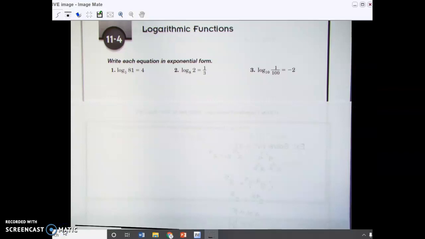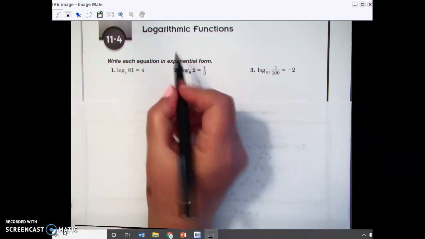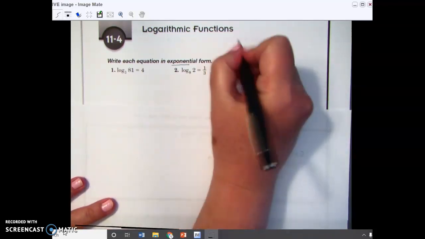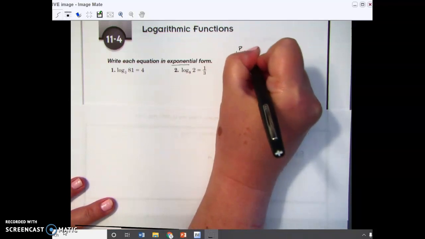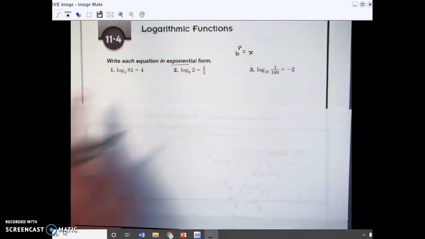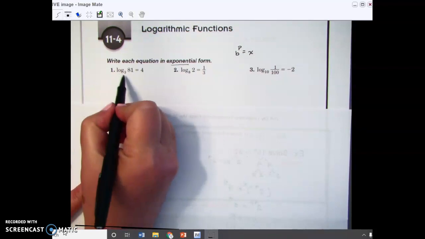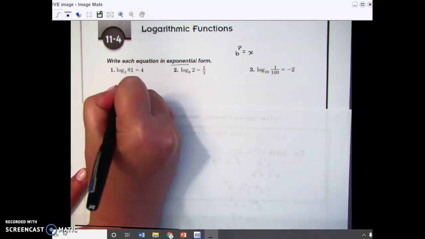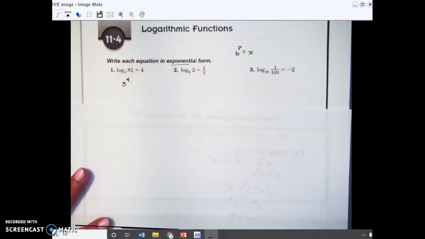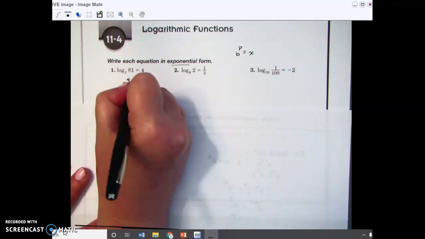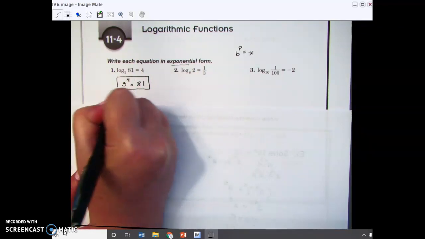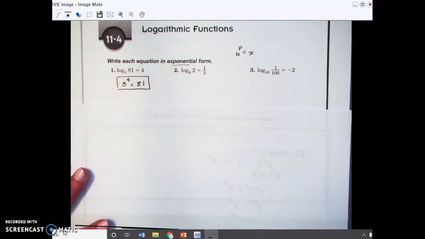So if we take a look at these questions, these are currently in logarithmic form, and we want to be able to write them in exponential form. Remember, exponential form says that we want a base to a power equal to a number, correct? Looking at question number 1, we have log base 3 of 81 is equal to 4. My base is 3, my exponent is 4, because remember we said logs are exponents, and my number is 81. What I want you to notice is if I plugged 3 to the 4th power into my calculator, I would get 81. So it should be a correct equation when you're done.